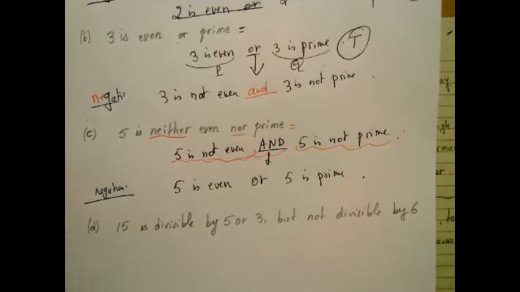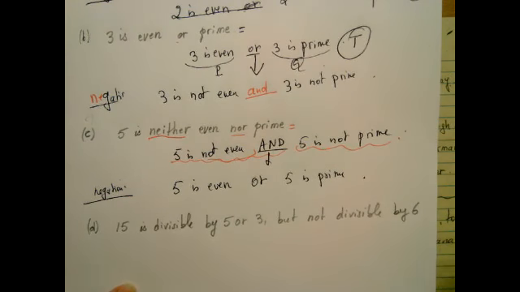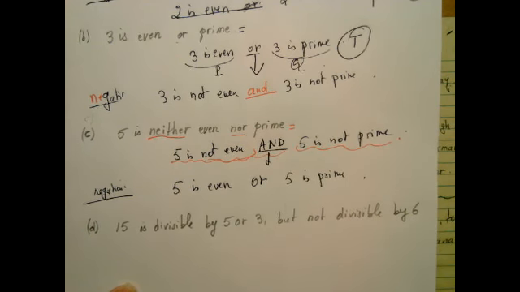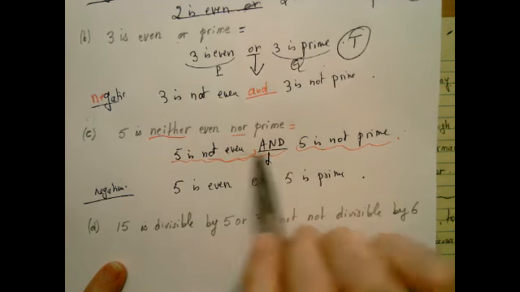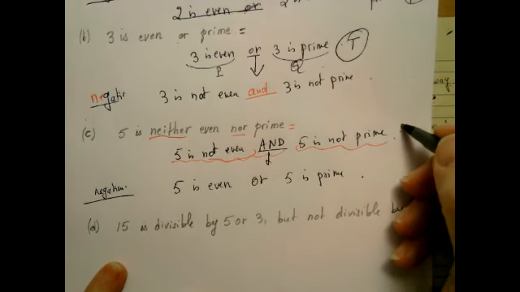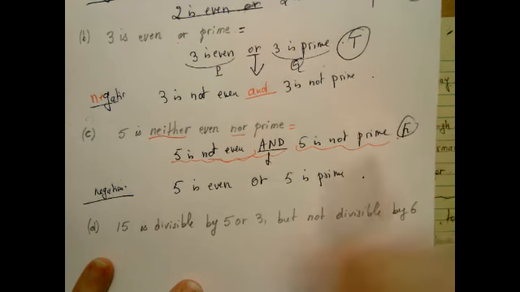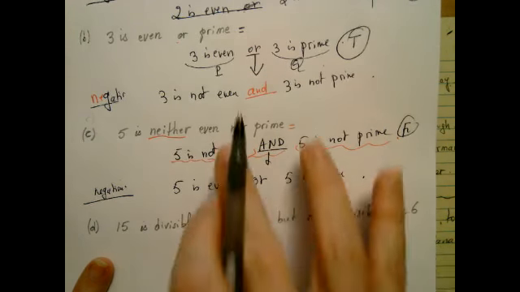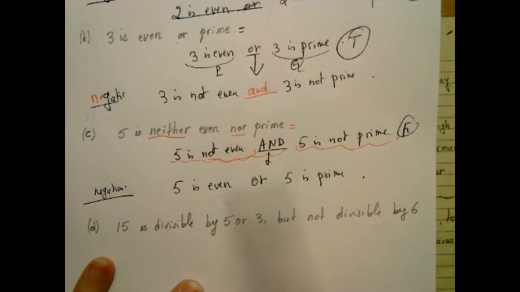Okay, so 5 is not even. The negation, how could it be not even if it is even? How could it be not prime if it is prime? Or 5 is prime. Now let us look a little bit at the truth of it. 5 is not even and 5 is not prime. Is this false or true? You guys are reluctant. It's absolutely false. 5 is not even, that's a false statement. 5 is not prime, that's a false statement. Both are false, so it's false.